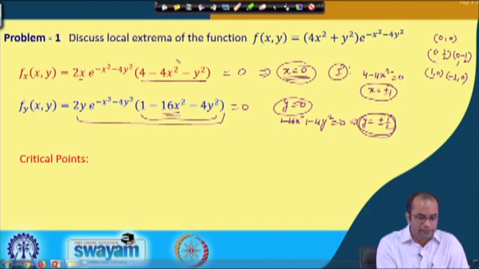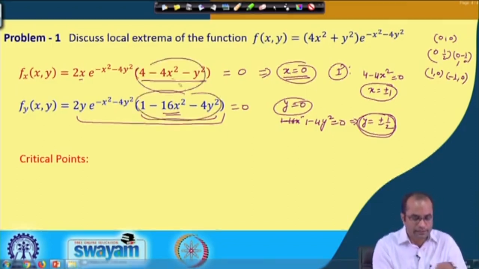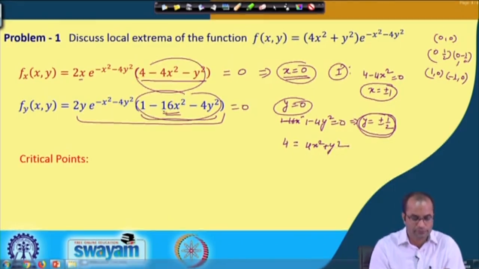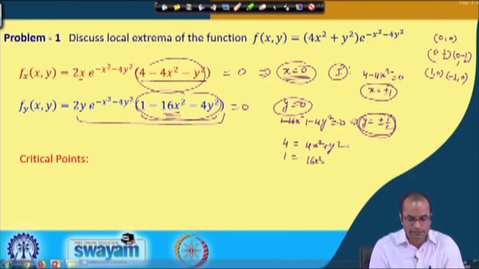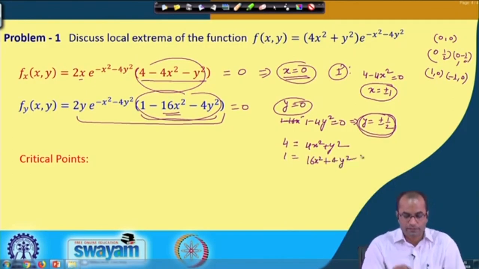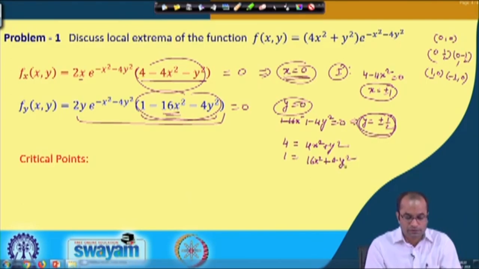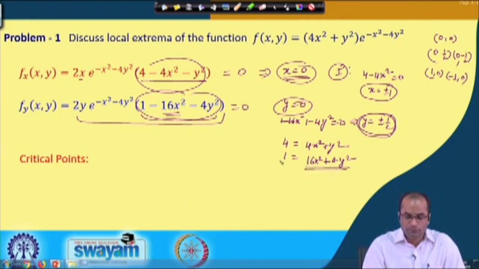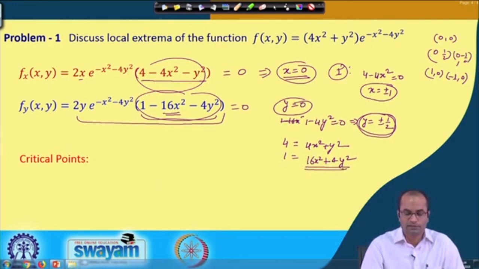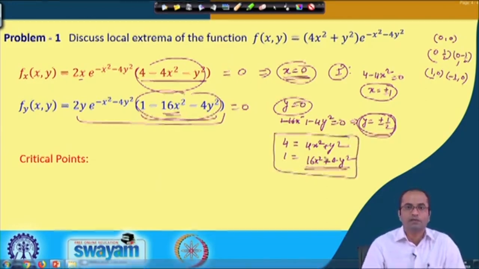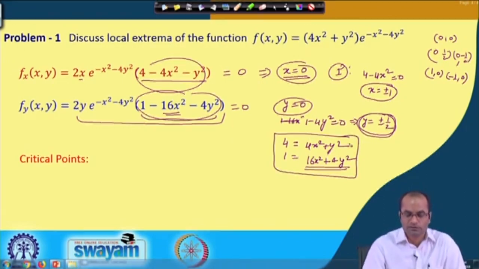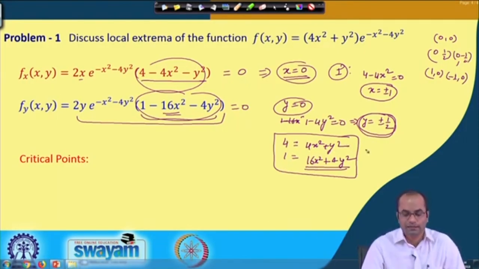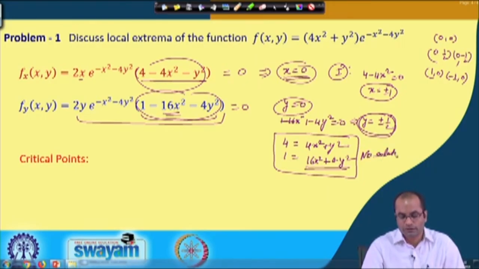And now, if we try to make this and this term 0, what we will get from the first equation is 4 equal to 4 x square plus y square. From the second equation, we are getting 16 x square plus 4 y square. If we take 4 common, it will be 1 by 4 on the left, and the right hand side 4 x square plus y square. So, we cannot get any solution out of these two equations, because the first equation says 4 x square plus y square is equal to 4, while the second says that 4 x square plus y square will be 1 by 4. So, we cannot get a solution out of this system.